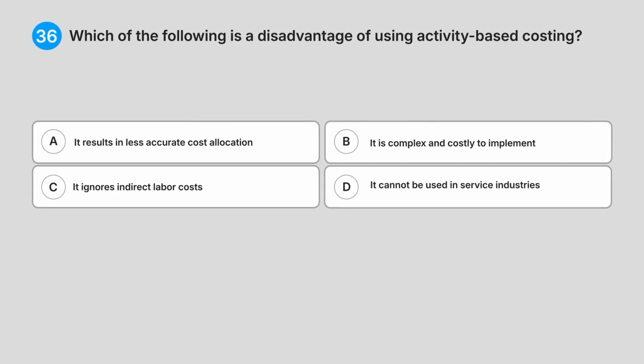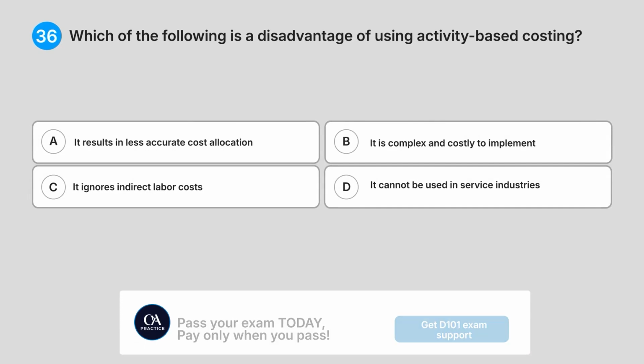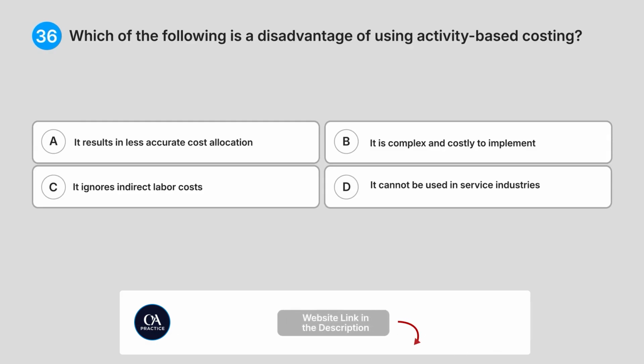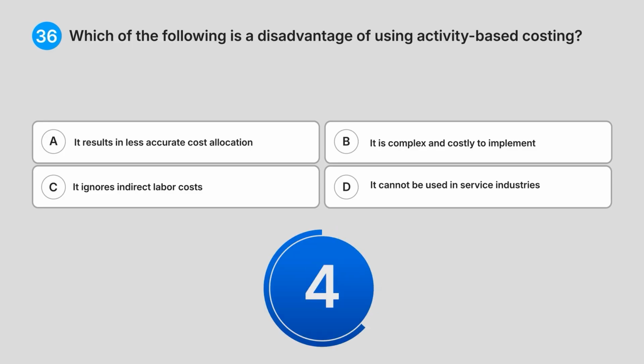36. Which of the following is a disadvantage of using activity-based costing? A. It results in less accurate cost allocation. B. It is complex and costly to implement. C. It ignores indirect labour costs. D. It cannot be used in service industries. What do you think is the answer?